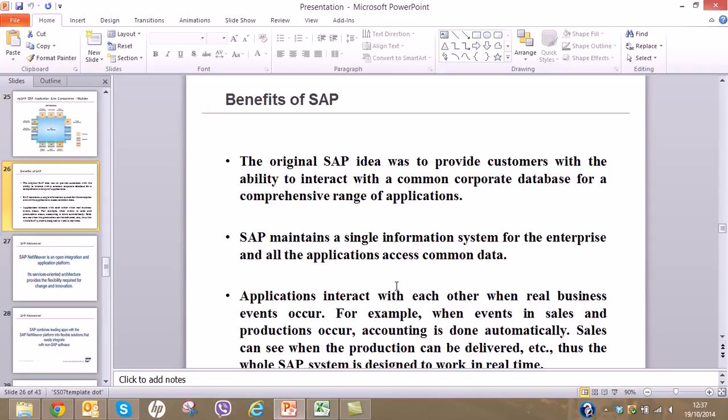The third is that applications interact with each other when real business events occur. For example, when events in sales and production occur, accounting is done automatically. So my work is, you were hiring 10 people to do one job. Now you have to hire only one person to do the job because it's an ERP system, it's automatic. Everything is automated. You have sold something, my balance sheet will be updated automatically. I don't have to do anything.